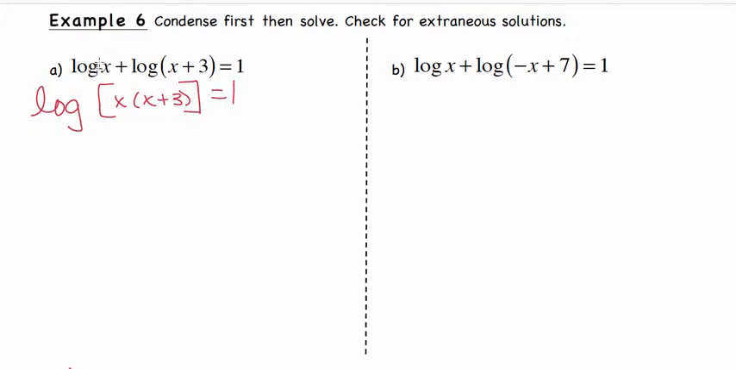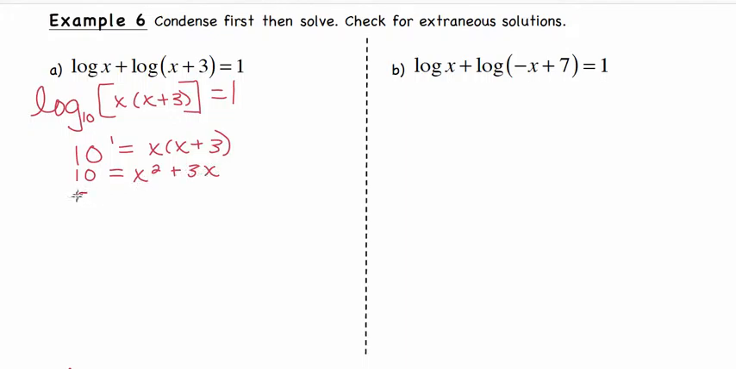The base of log is just 10. If nothing's written there, it's base 10. And now you're ready to rewrite. Rewrite this exponentially. 10 to the first equals x times x plus 3. And we're going to distribute. We get x squared plus 3x.